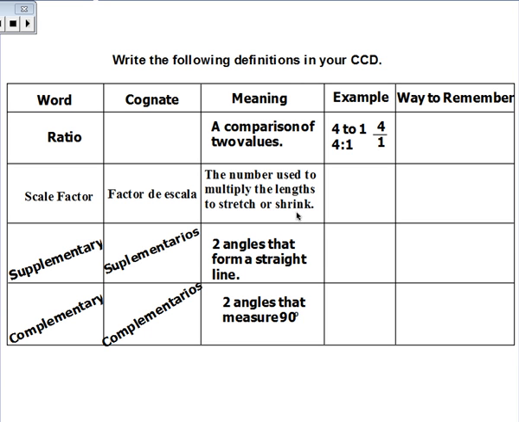Then we have supplementary. Here's the cognate here. That's two angles that form a straight line. And then we have complementary. Here's the cognate here. Two angles that measure 90 degrees. So that's two angles whose sum, or when added together, measure 90 degrees.